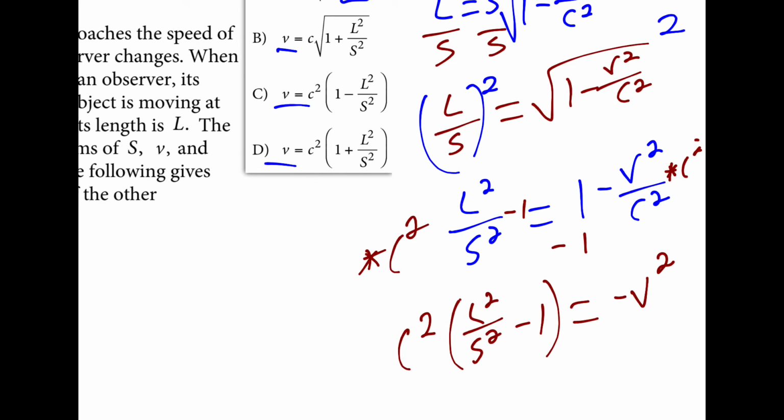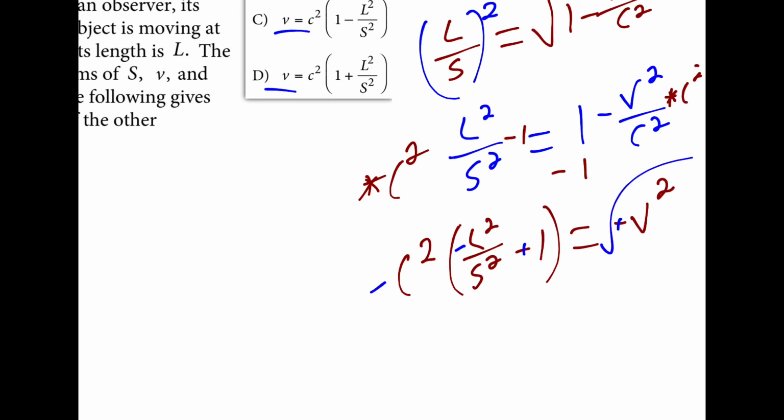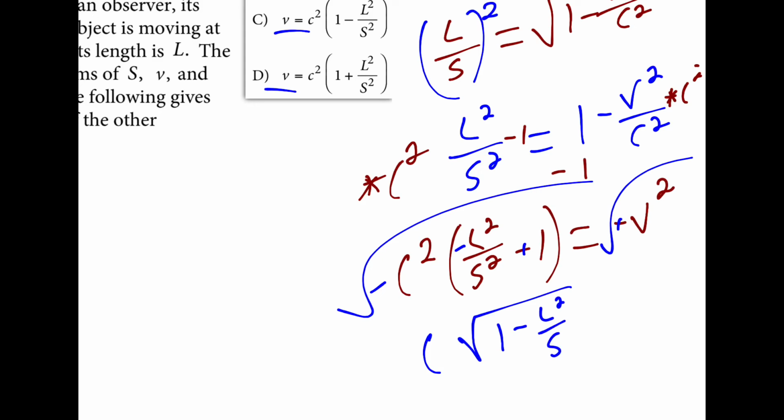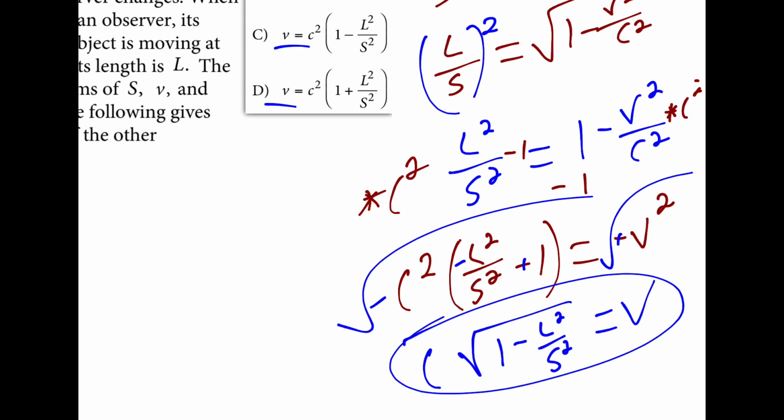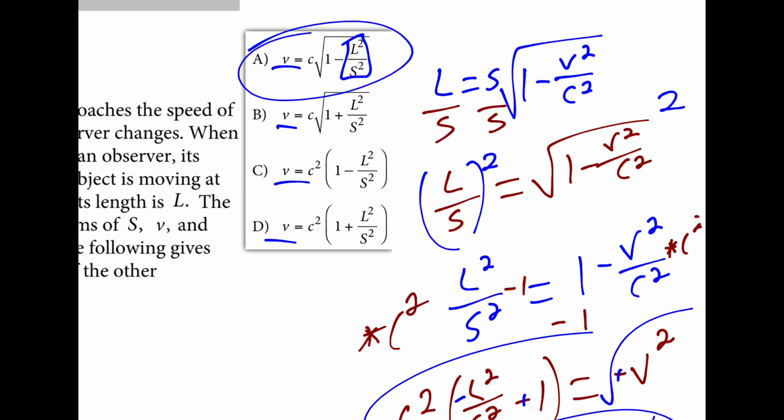If I just multiply everything by negative 1, I have a negative c squared, a negative L squared over S squared. This becomes a plus, and this becomes a plus. And then I just take the square root of both sides. The square root of c squared is just c, and then I can take the square root of, and they look at it as 1 minus L squared over S squared is equal to v. So there's my answer, and that is the same as letter A.